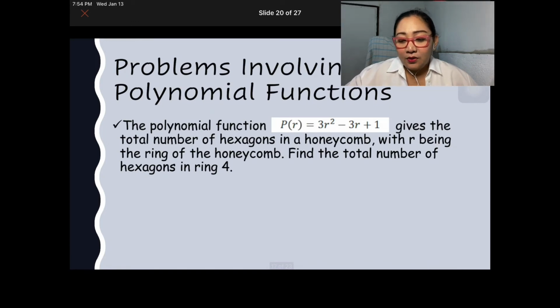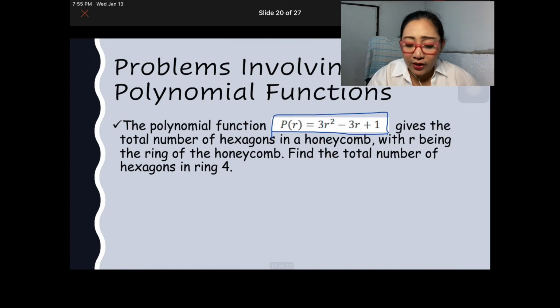Okay? So, the first problem is the polynomial function p sub r is equal to 3r squared minus 3r plus 1 gives the total number of hexagons in a honeycomb, with r being the ring of the honeycomb. So, ano bang itsura niyang honeycomb na yan? Bakit may mga ring-ring? Okay.